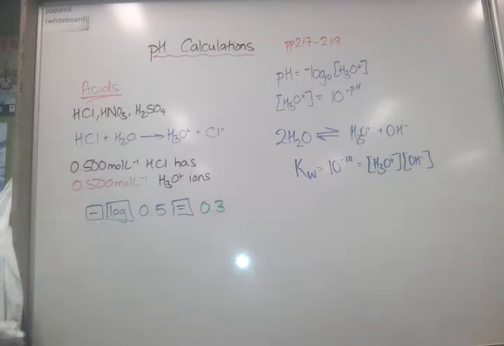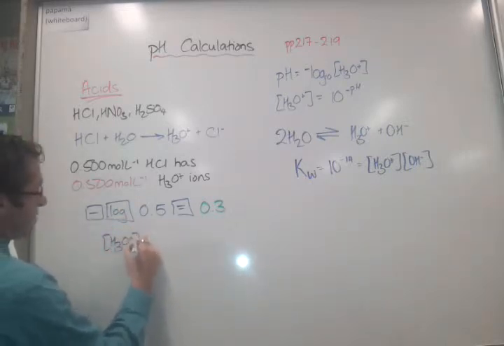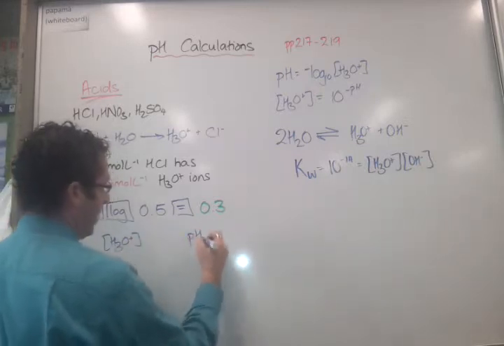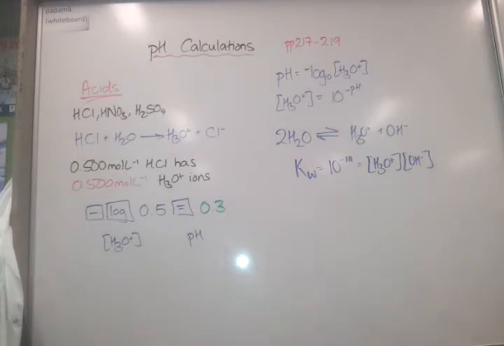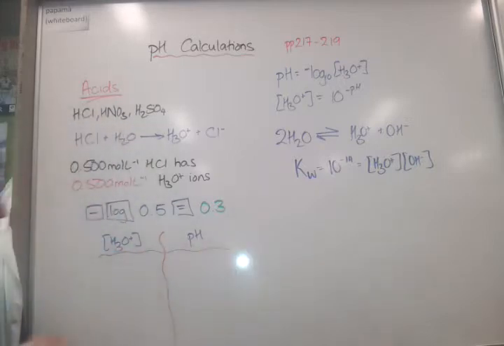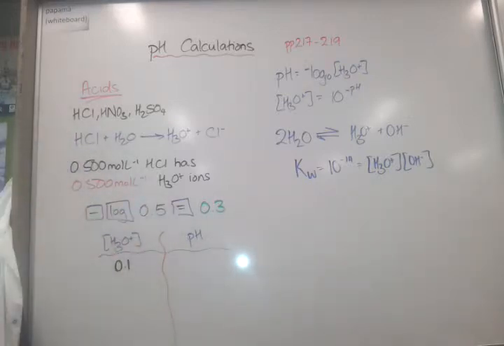Now, I just want to quickly go through something with you here, and that is to look at a bit of a trend. We're going to do the hydronium ion concentration here for a couple of things. So this will be our acid concentration, and we're going to do our pH over here, and see if we can see a bit of a trend happening here. So let's say that our hydronium ion or HCl concentration was 0.1. Do the same process and tell me what we get for our pH.